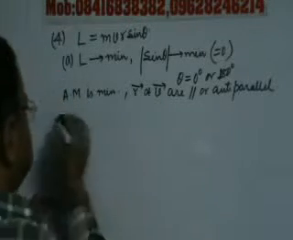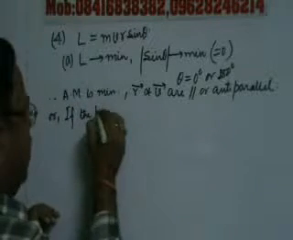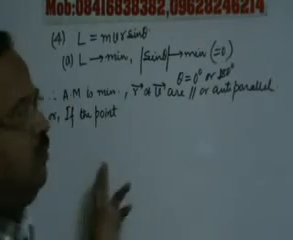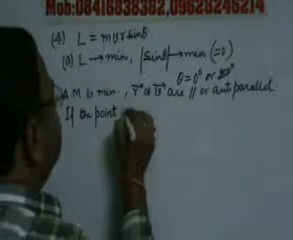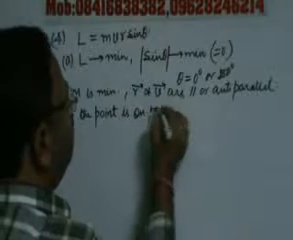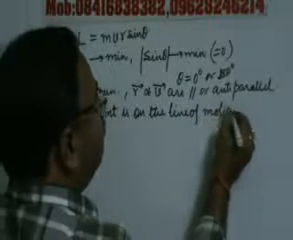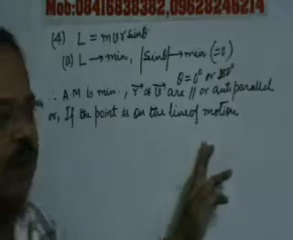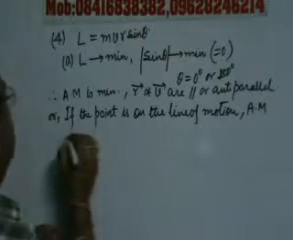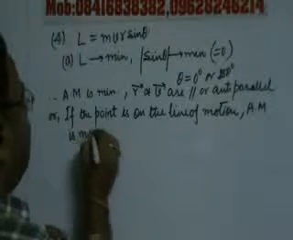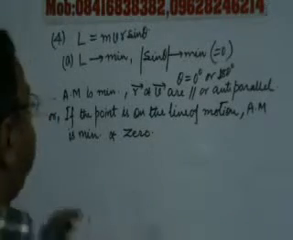Second, if the point where angular momentum is desired is on the line of motion, angular momentum is minimum and equal to 0. So this is case A.